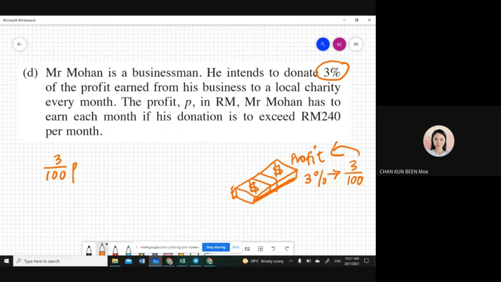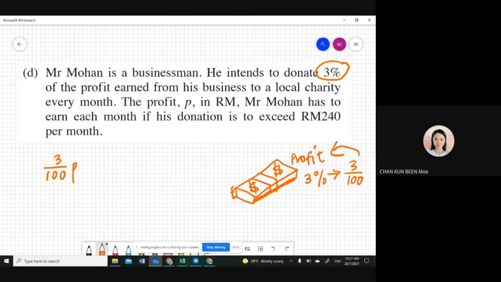Usually we write like this, the unknown at the back if it comes together with the number. We don't write x2 like this. We usually write 2x. Okay, number comes first, followed by the unknown. Therefore, if we have 3 over 100 with the profit, we don't write P 3 over 100. Instead, we write 3 over 100 P. Okay, now I continue on how to solve the linear inequality.